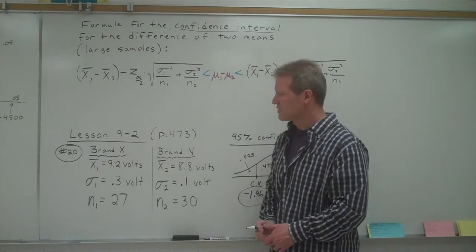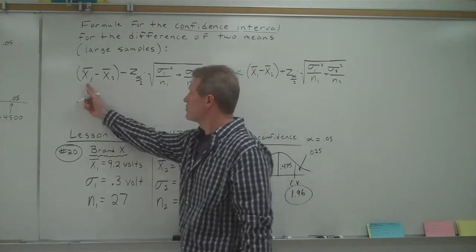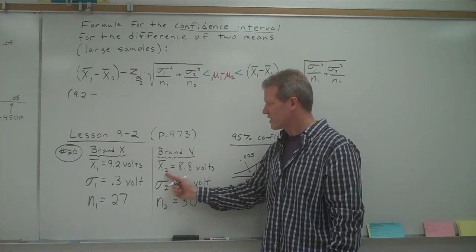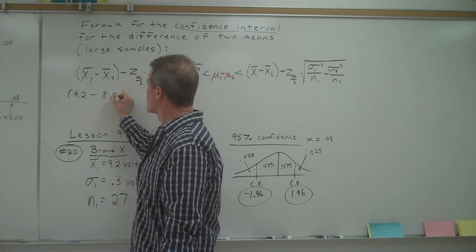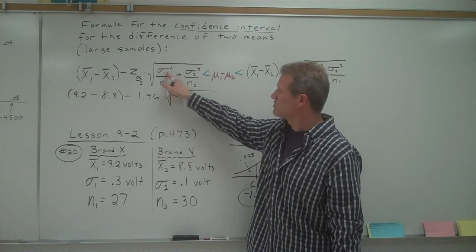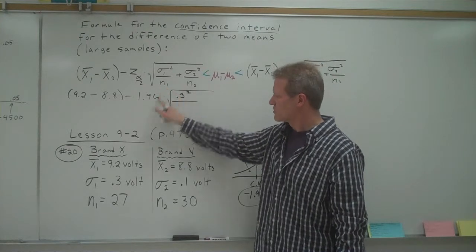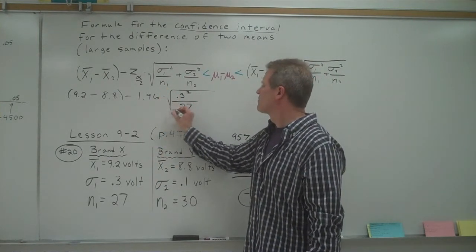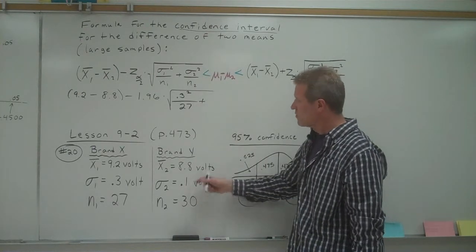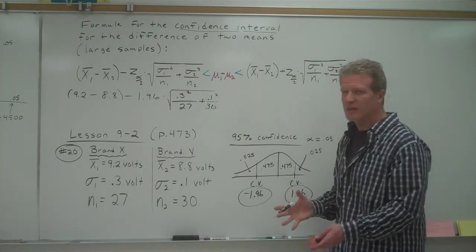We've got these two different brands of batteries. The sample mean of these 27 batteries of brand X is 9.2 volts. So I'm going to put a 9.2 right here, minus the sample mean of brand Y, our second group, 8.8 volts. Minus our z-score, which we just figured out was 1.96, times the square root. Our standard deviation of our first population is 0.3, so you're going to have 0.3 squared over our first sample size, which is 27, plus our second population standard deviation squared, 0.1 volts squared over our second sample size, 30. That's going to give us the left answer on our interval.